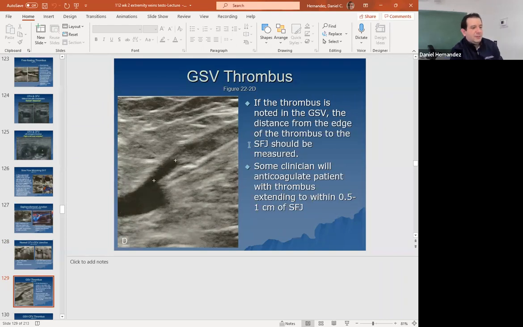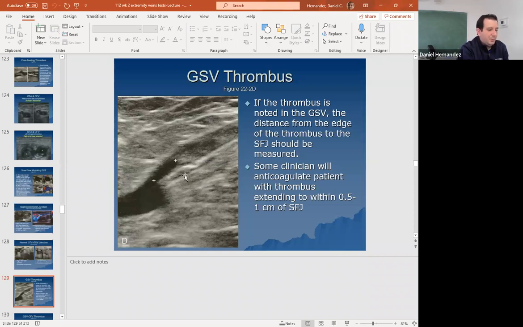So in the course of doing our exam, we could potentially encounter thrombosis of the greater saphenous vein. When we do encounter thrombosis in that proximal segment of the GSV, it's important for us to measure the distance from that thrombus to the junction. So this should be a measurement that is done if we see thrombosis of that proximal greater saphenous vein.